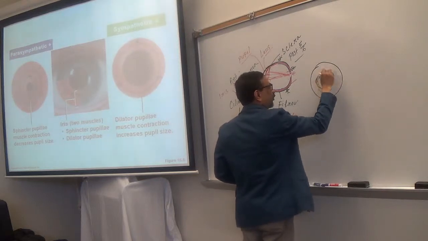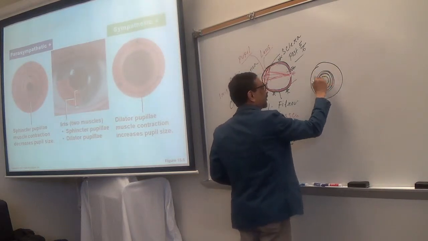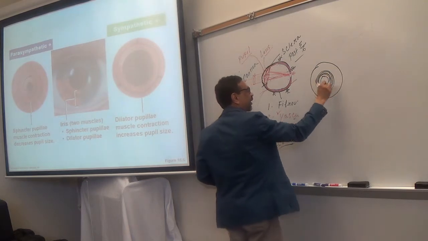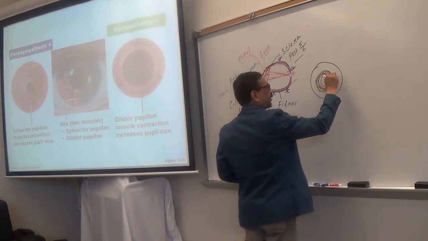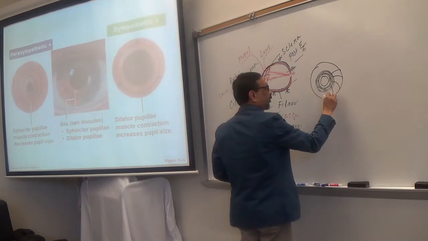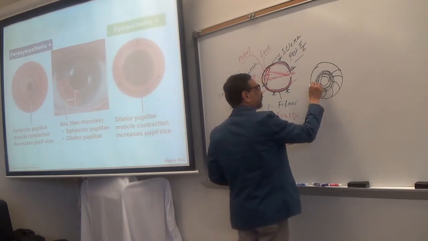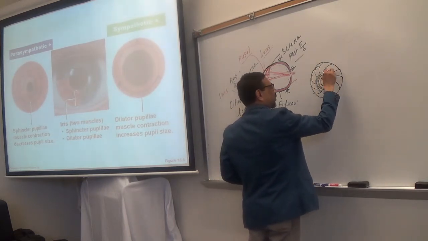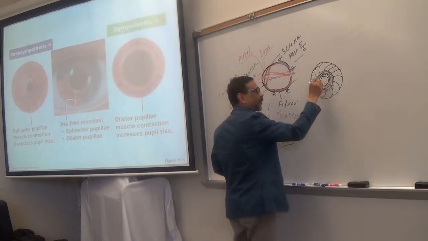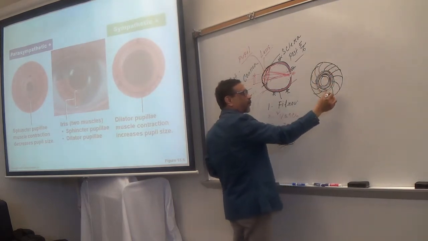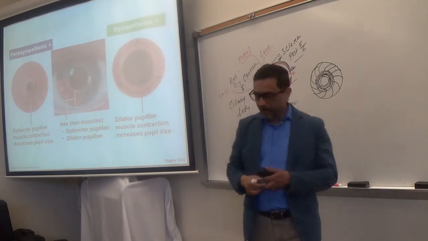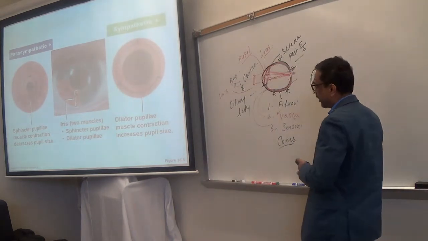Iris has two types of muscle fibers. These are circular muscle fibers around the pupil, and these are radial or longitudinal fibers in the outer part. So in the inner part you have the circular muscle fibers, in the outer part you have longitudinal or radial fibers.